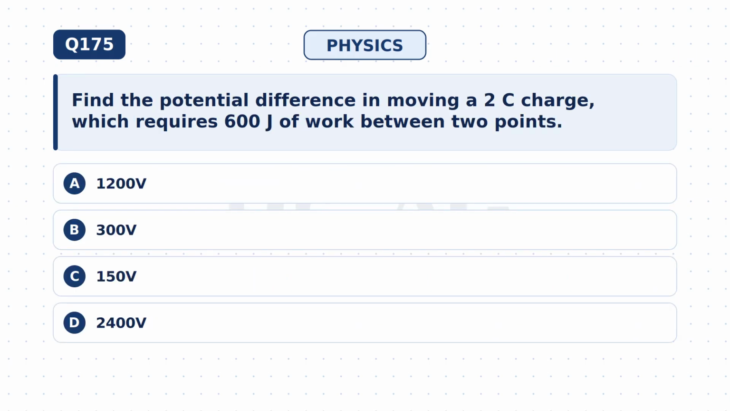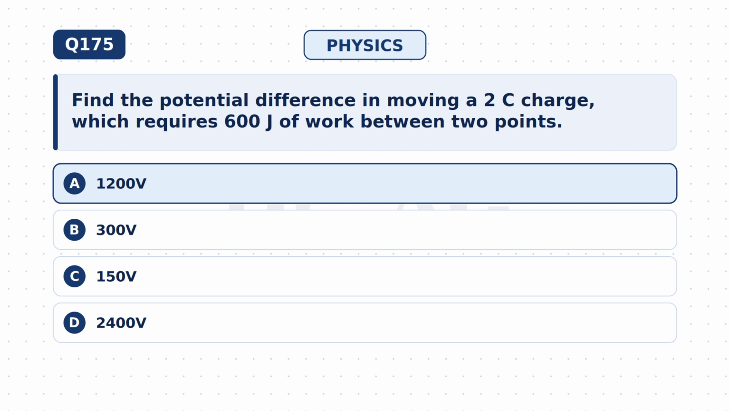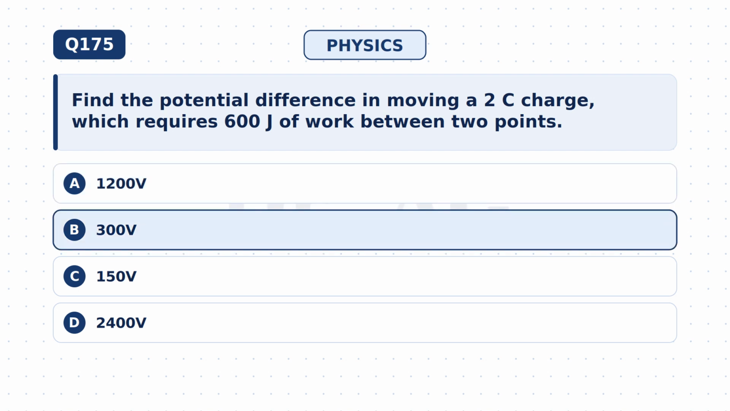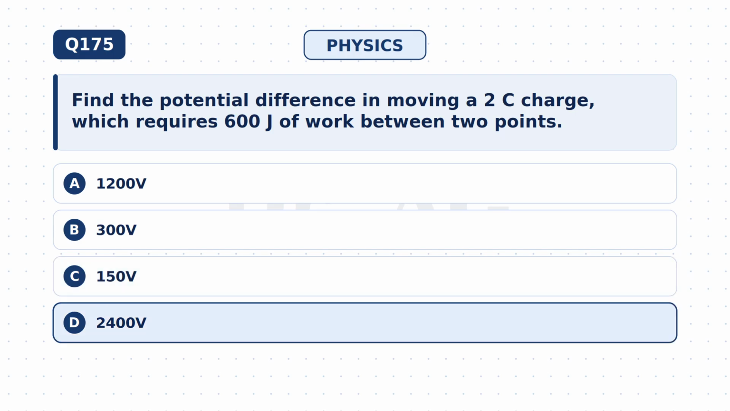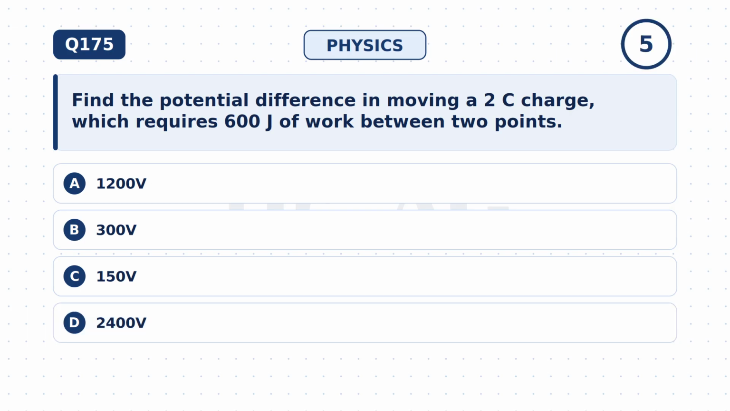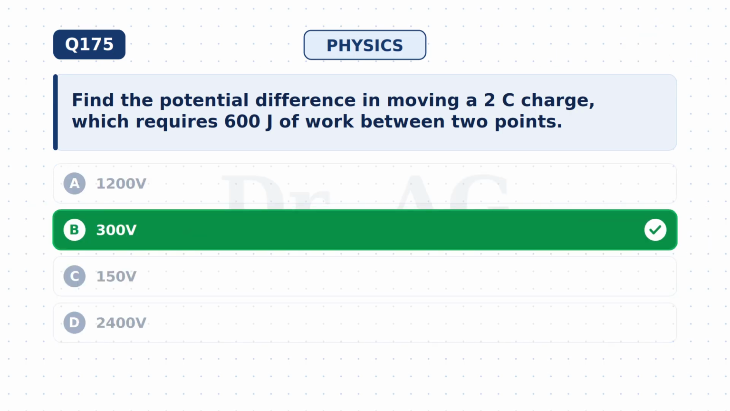Question 175. Find the potential difference in moving a 2C charge, which requires 600 joule of work between 2 points. Option A, 1200 volt. Option B, 300 volt. Option C, 150 volt. Option D, 2400 volt. The correct answer is B, 300 volt.